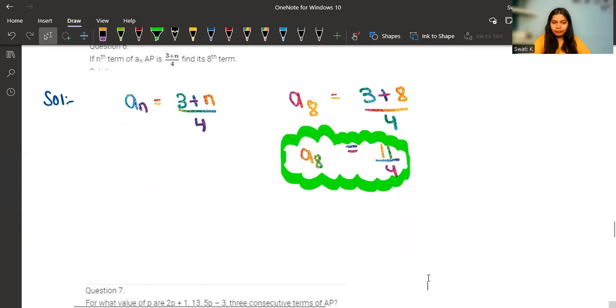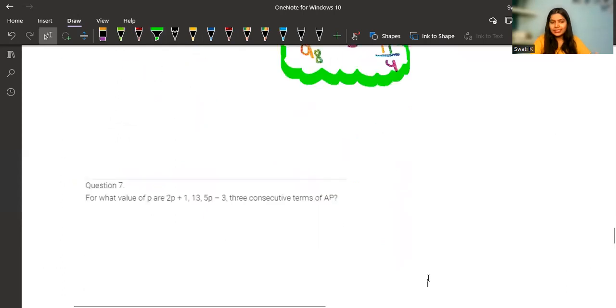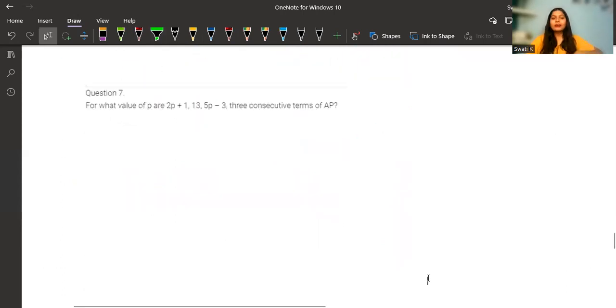We are at our 7th question now. For what value of P are 2P plus 1, 13, 5P minus 3 three consecutive terms of AP? Very simple. It's the same question, the way we had done for the K: for what value of K the following sequence is an AP. Similarly, we have to do the same thing over here.